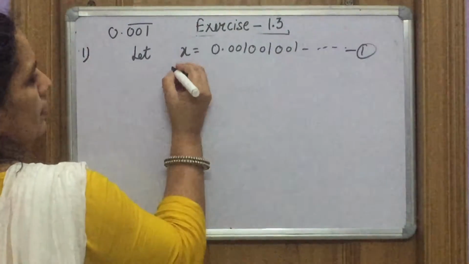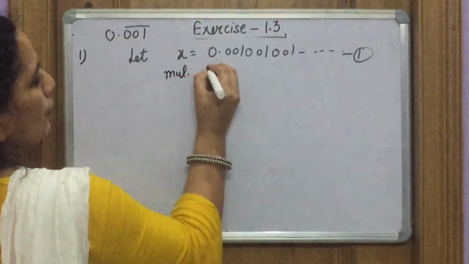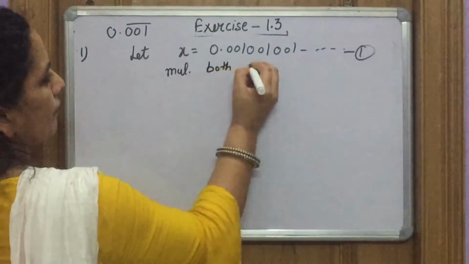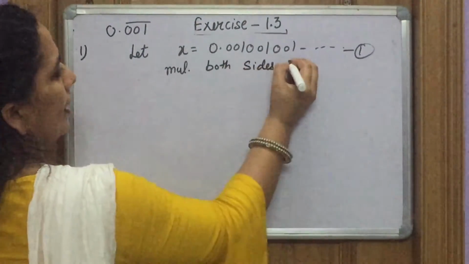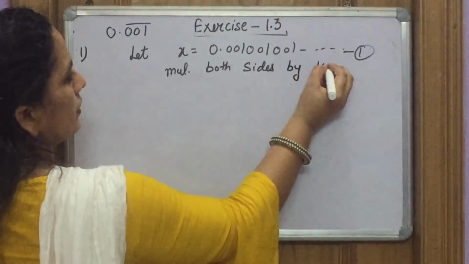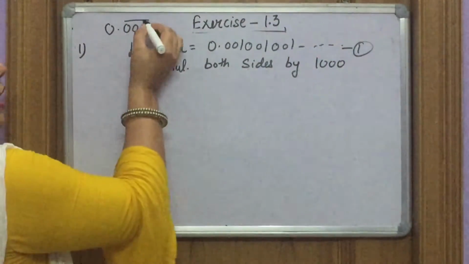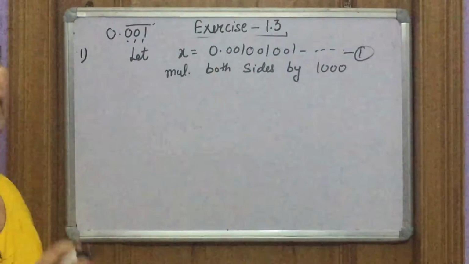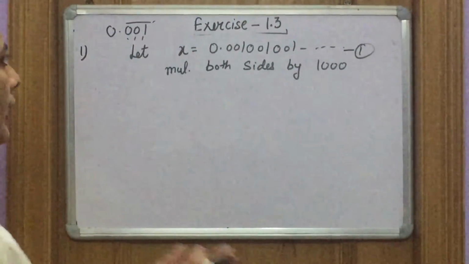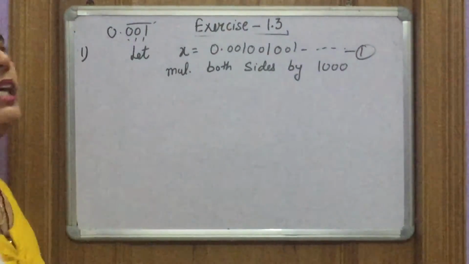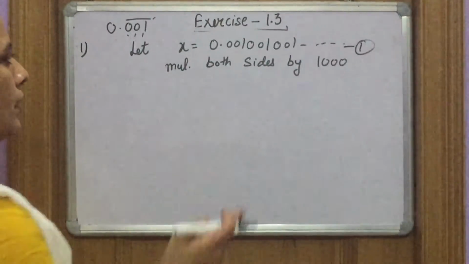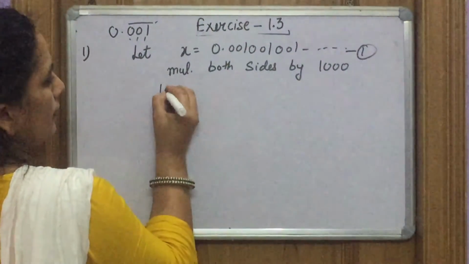Next step is multiply both sides by 1000 because here we have bar upon 3 digits, that's why we will multiply by 1000. If here we have 2 digits, then we will multiply by 100. So now do the multiplication.